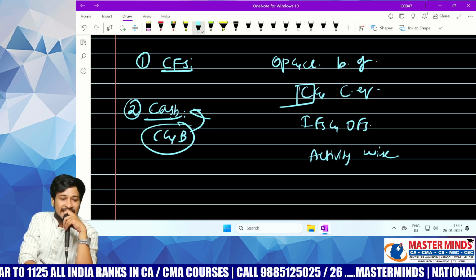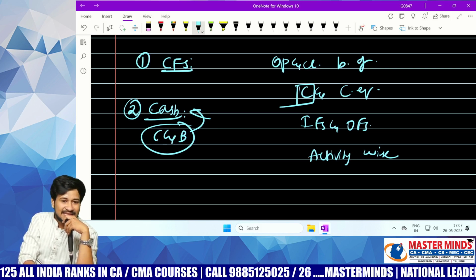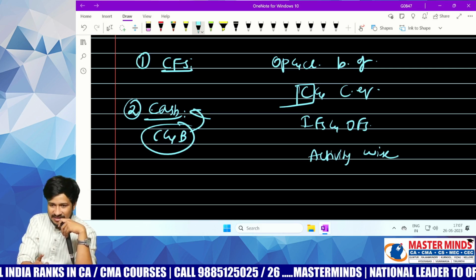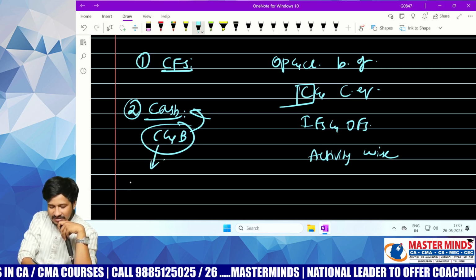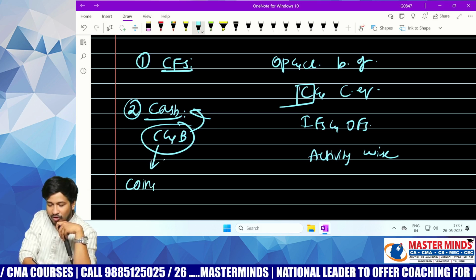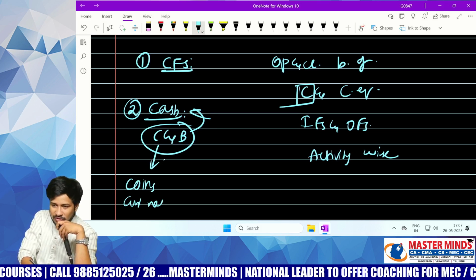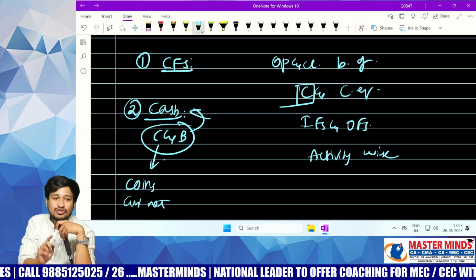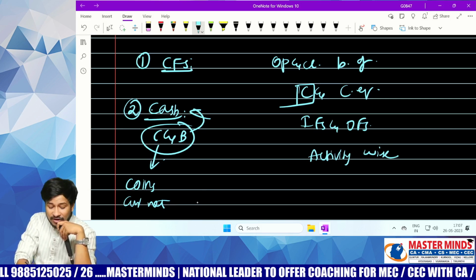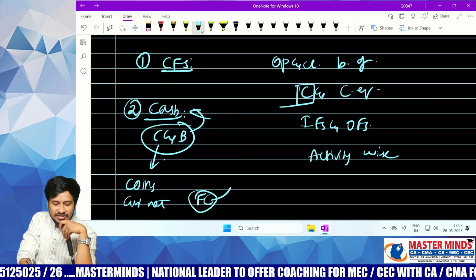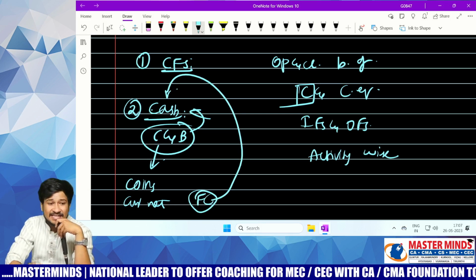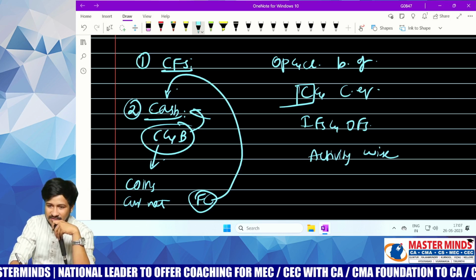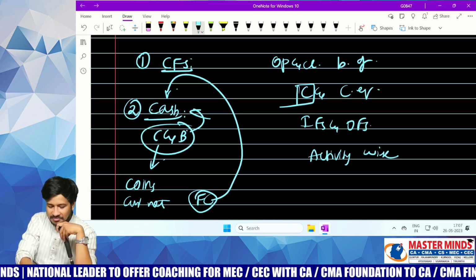So cash includes cash and bank. Please take care. Cash in the sense which might be either in the form of coins, currency, notes, etc. Also, very, very important, foreign currency collection will also be included in cash. Clear, everybody? Cash also includes foreign currency. Understood? And now coming to bank.